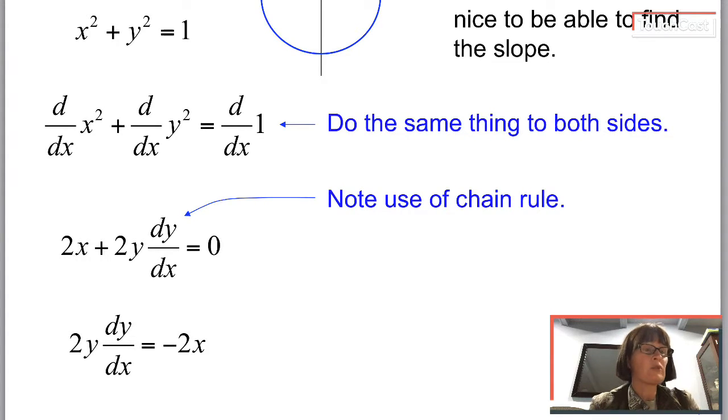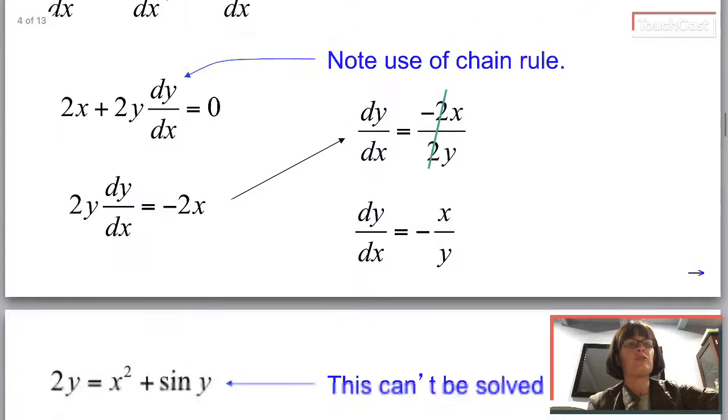2y is the derivative of y squared with respect to y, and I'm going to multiply by the missing piece, dy dx. Once I have an equation that contains the expression dy dx, I'm hoping to isolate dy dx because that's what I want. That's what slope is here. So I'm going to do whatever algebra it takes to get dy dx by itself. In this case, let's subtract 2x and then divide through by 2y.